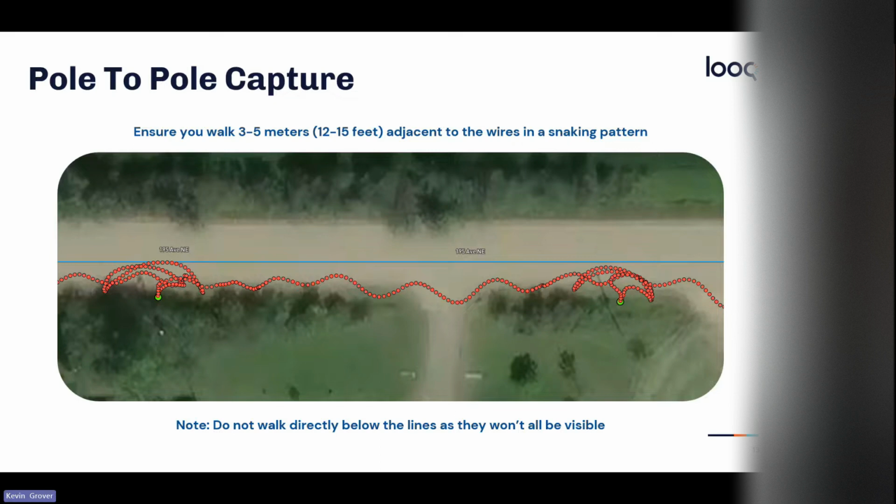Then we do the 2 half loops in this case because there's vegetation on, I'd say, the south half of this pole line. You do the 2 half circles and then you continue on. So you want to make sure that you do this along the way.